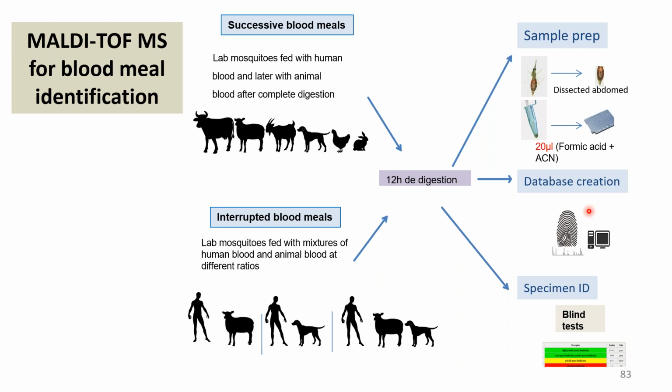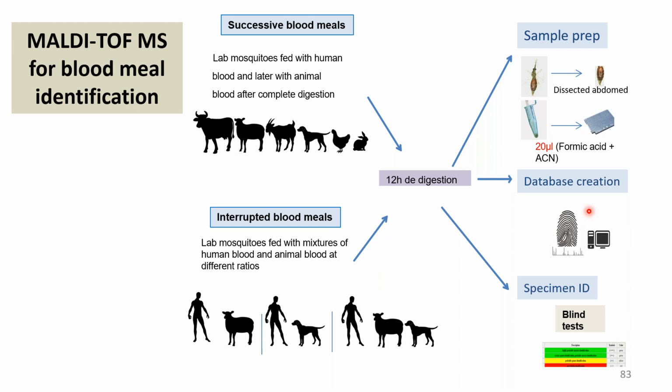I'm not going to comment on the results based on the tables that are in the paper, because you're going to want to quit the call, but I'll tell you what was interesting about it. First, with the successive blood meals, you simply identified the latest blood meal without any impact of the previous blood meal. So this was really easy. Interrupted blood meals were a bit more tricky, in the sense that if you want to identify them, you need to have that mixture as a reference spectrum in your database.